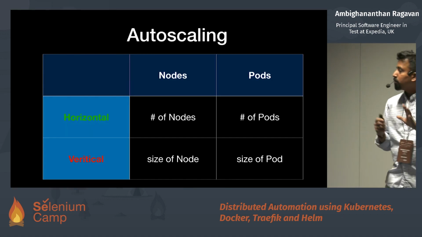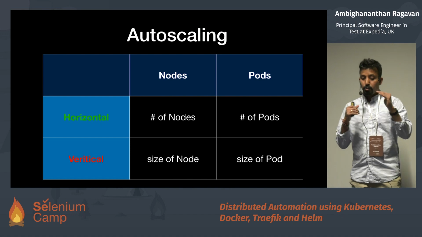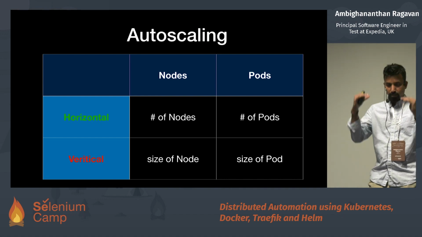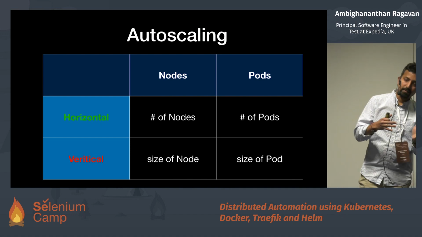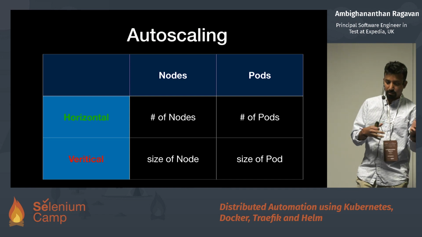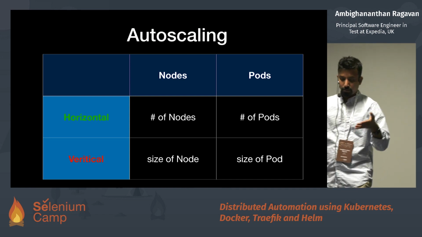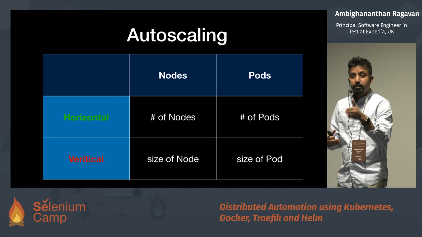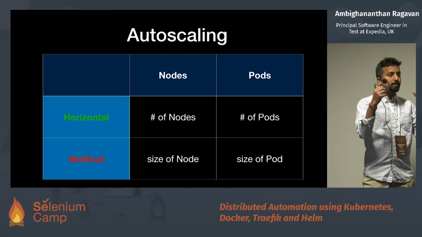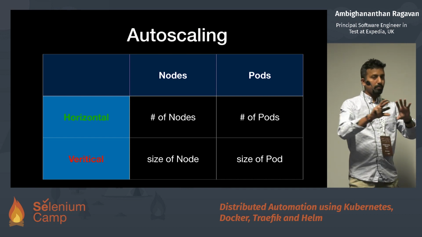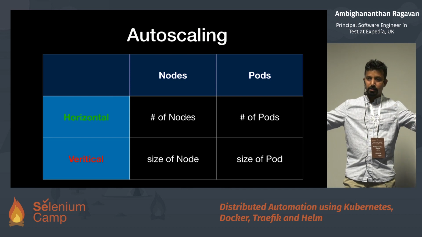Autoscaling. So in Kubernetes, there are 2 levels of autoscaling, and there are 2 types of autoscaling. Generally, there are 2 types of autoscaling, but in Kubernetes, you have 2 levels. So one is node level. You need somewhere to run the containers.